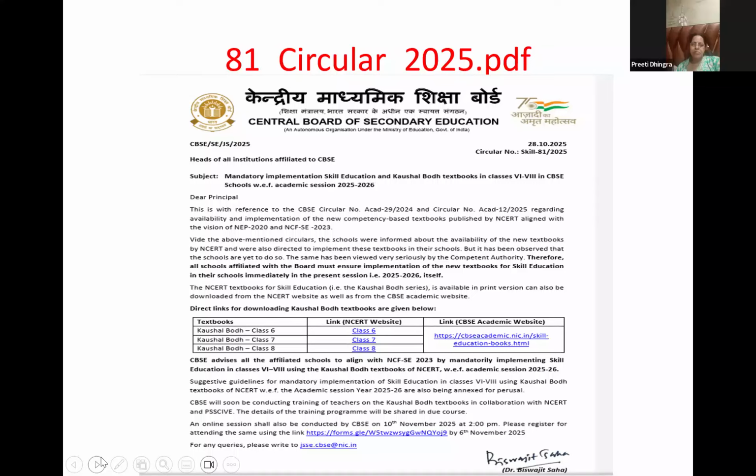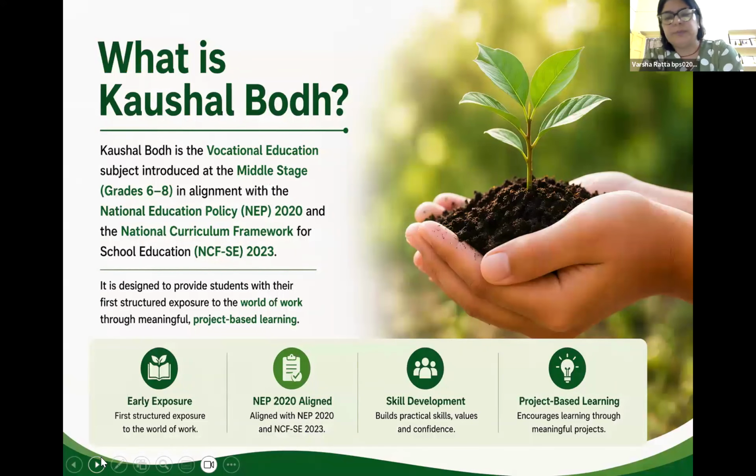So moving ahead, what is Kaushal Bodh? From standard 6 to 8, it is going to be called Kaushal Bodh. Ninth onwards, it is going to be called Kaushal Vikas, right? So there are two terms that have come now. One is Kaushal Bodh, another one is Kaushal Vikas for standard 10th and 9th. Ninth onwards, it will be called Kaushal Vikas. And from 6th to 8th, it is known as Kaushal Bodh, for which we all are here.